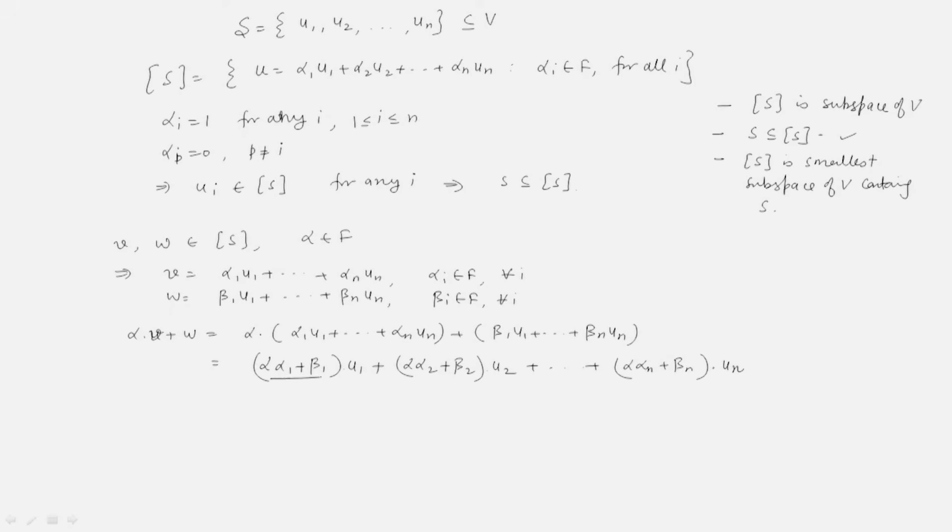Now, these are some scalars, so we can say that it is also some linear combination of U1, U2 up to Un. So, we can simply say that it belongs to span of S, and hence span of S is a subspace of V. Okay. Now, we have to show that it is the smallest subspace of V containing S. So, how can we prove it?